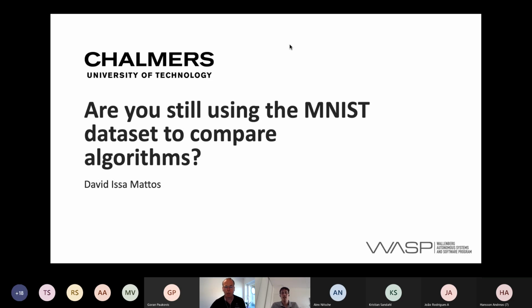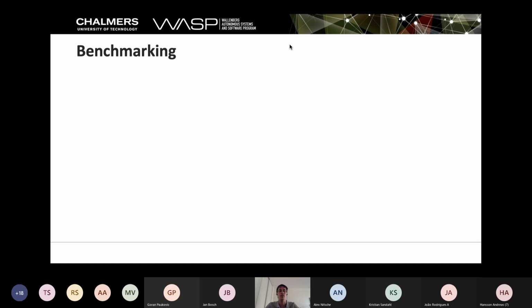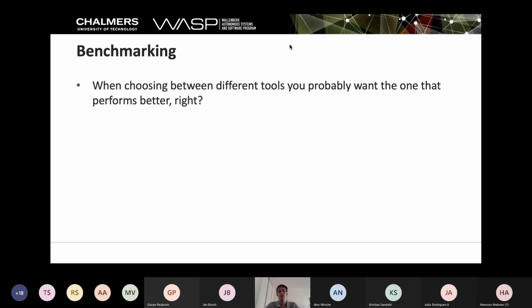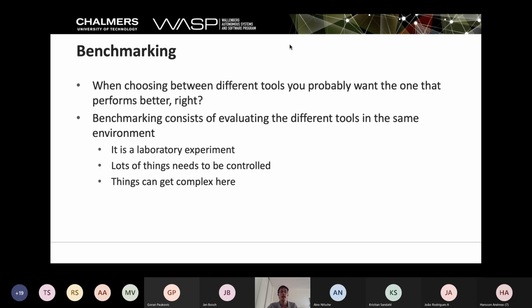Okay, thanks, Sam. So, the title of my presentation is: Are you still using the MNIST dataset to compare algorithms? And as Jan mentioned, this is a little bit of a discussion on how you compare different algorithms, machine learning tools, and essentially this is a benchmarking question. Benchmarking is used when you want to choose between different tools, and I hope that you will choose the one that performs better for your task.